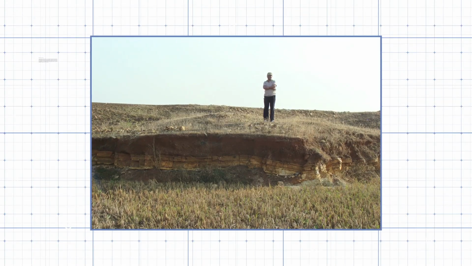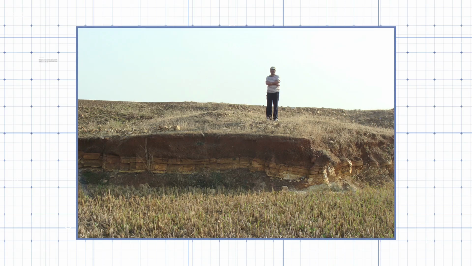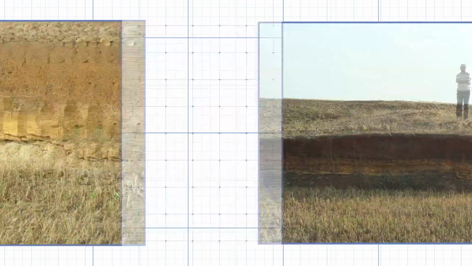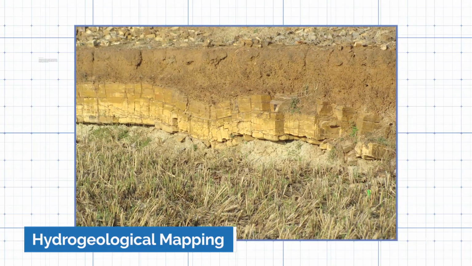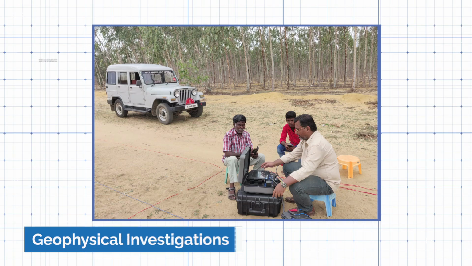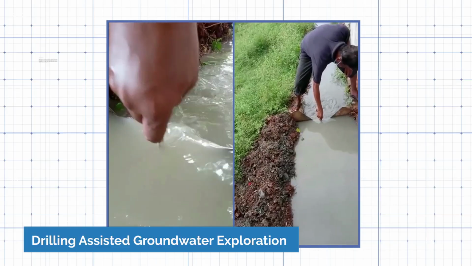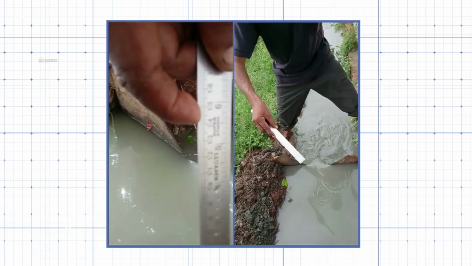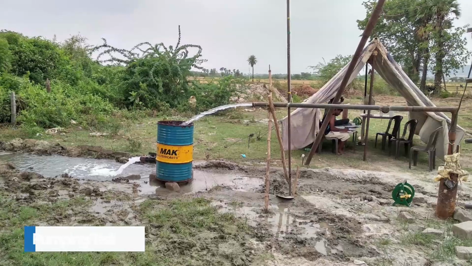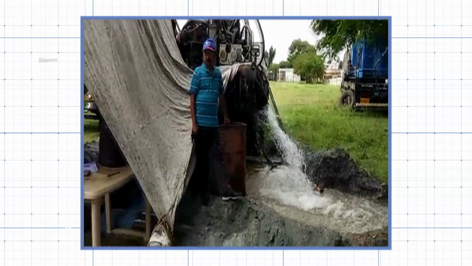A combination of various scientific tools and techniques are used for delineating and characterizing the aquifers. Hydrogeological mapping tells us about extent of the aquifers. Geophysical investigations provide indirect information about disposition of the aquifers beneath the surface. Drilling assisted groundwater exploration provides a lot of direct information regarding depth-wise extent of the aquifers and their properties. Pumping tests are carried out to know the storing and transmitting capacity of the aquifers.